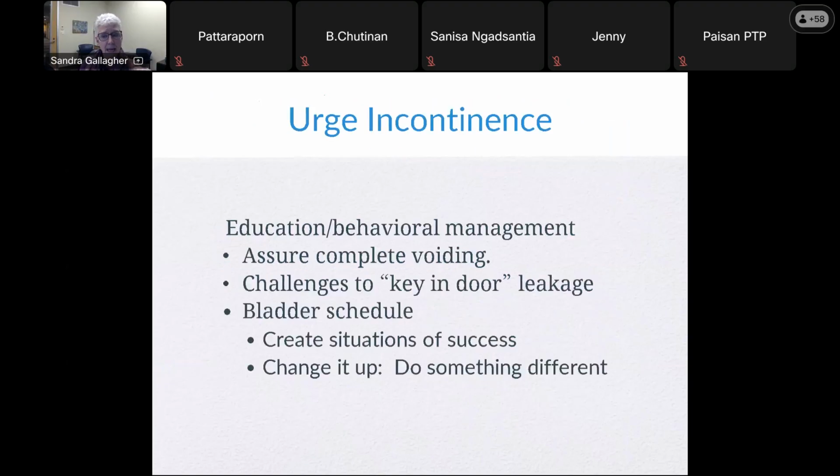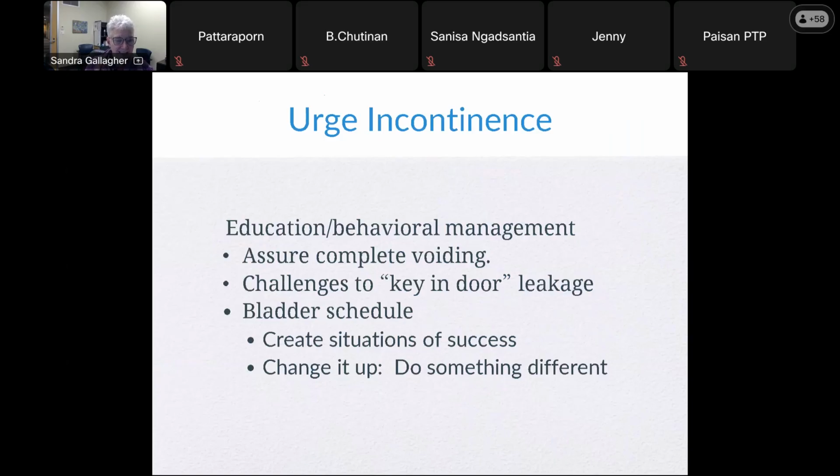So some of the behavioral things are making sure that people sit when they sit on the toilet or when they sit to urinate, that they empty completely. I'm going to jump into creating a bladder schedule. So if they know that they leak if they put off urination for 3 hours, then they should have a bladder schedule that they urinate every 2.5 hours.